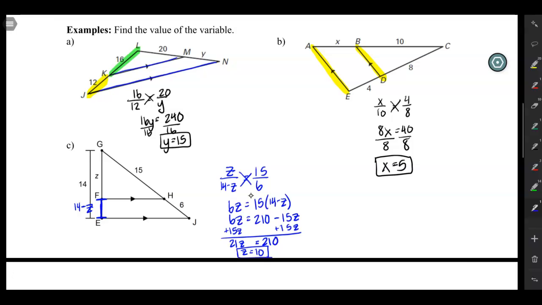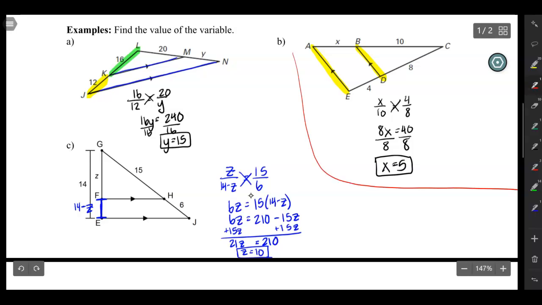Okay, so this one was a little bit lengthier, and you did have an extra step here. I'm going to show you one other way to work through the same exact problem. I'm going to do it over here in red.